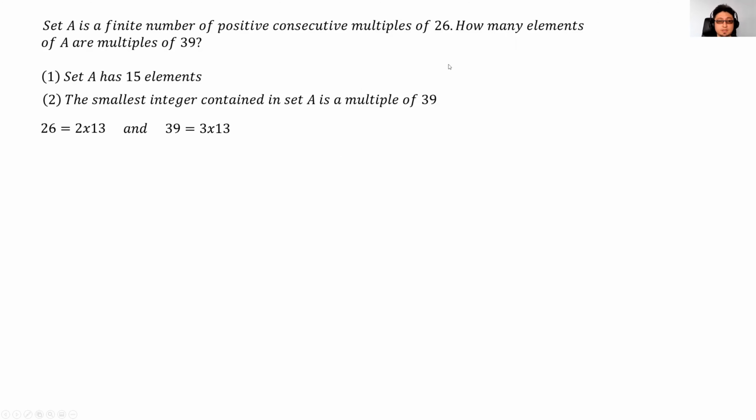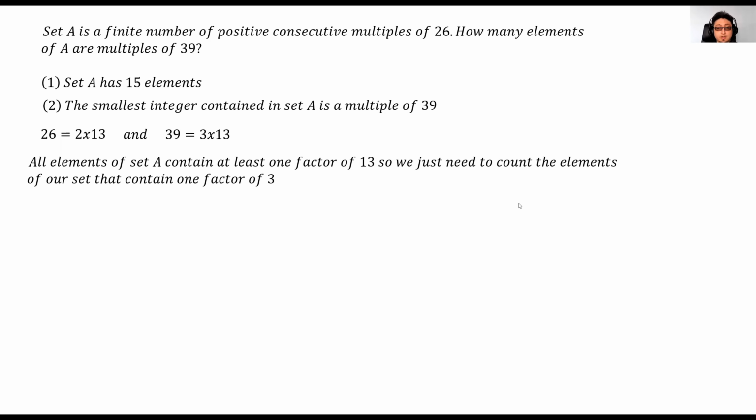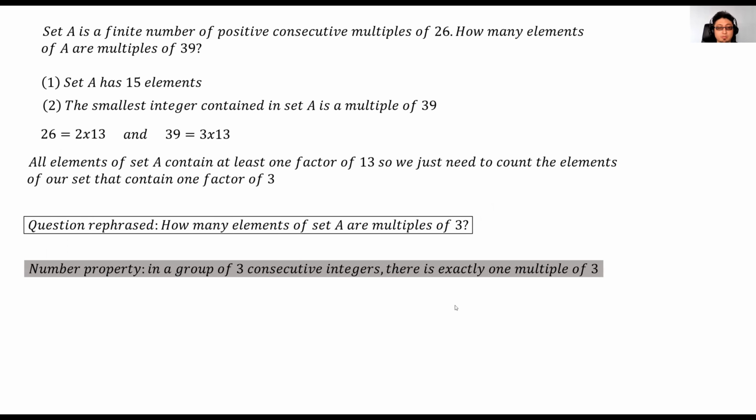I'm going to rephrase what I said. All elements of set A contain at least one factor of 13, so we just need to count the elements of our set that contain one factor of 3. Using that idea, we can rephrase our main question this way. How many elements of set A are multiples of 3? In order to save some time, we need to be aware of a certain number property that says, in a group of 3 consecutive integers, there is exactly one multiple of 3.